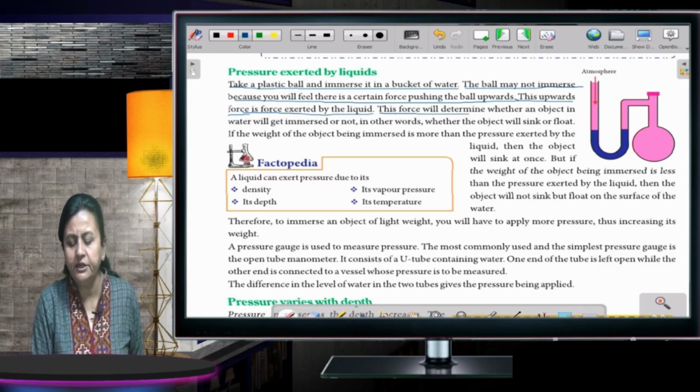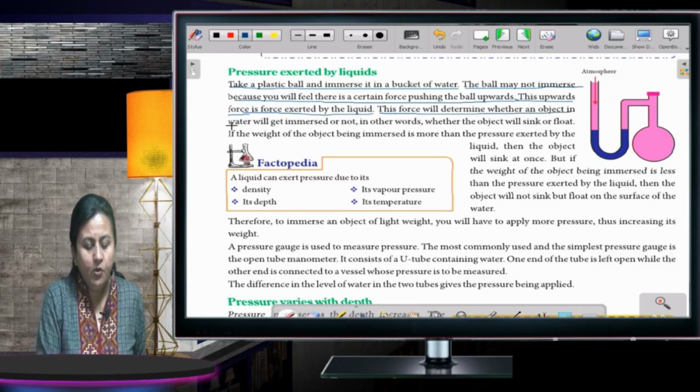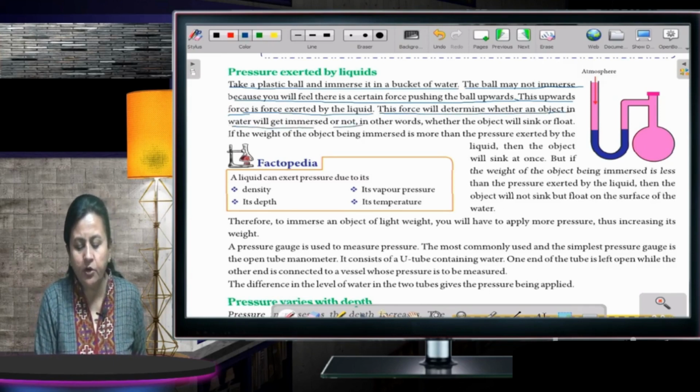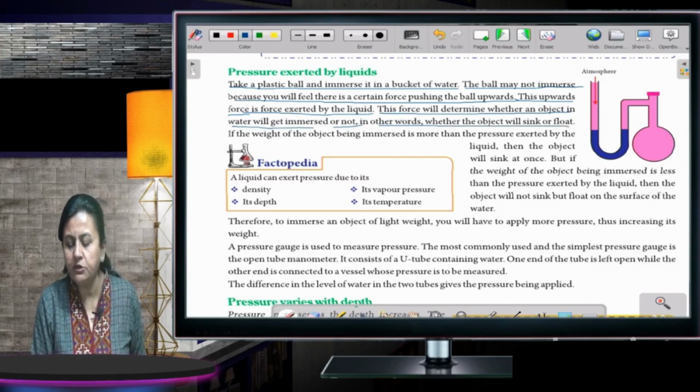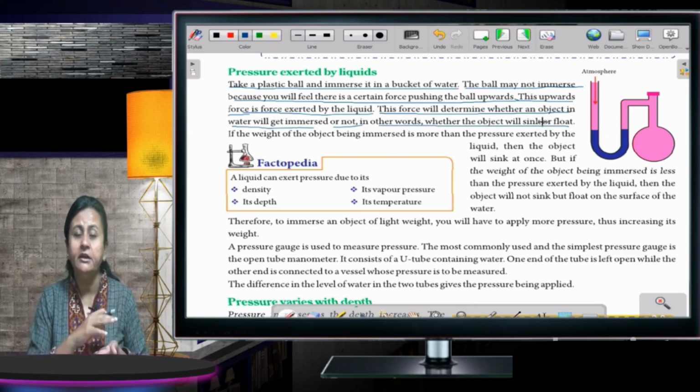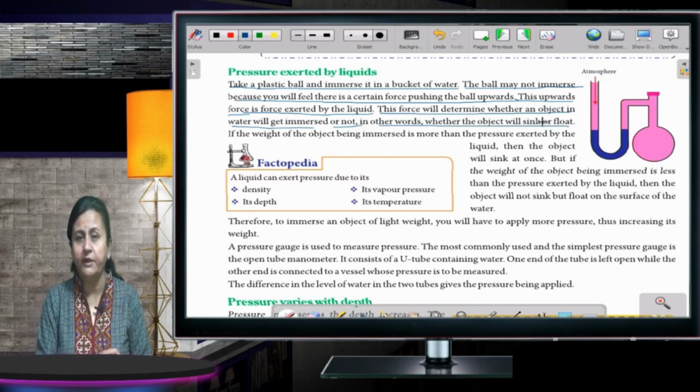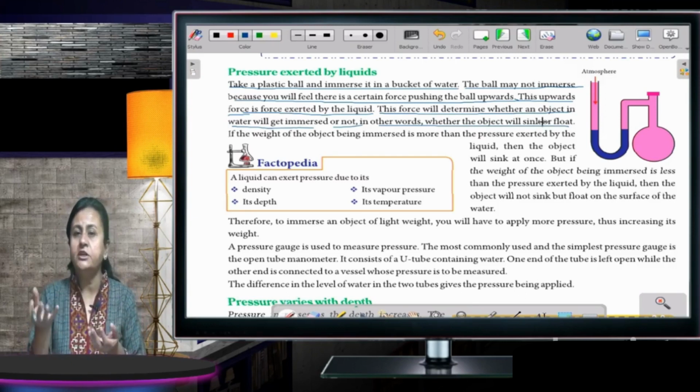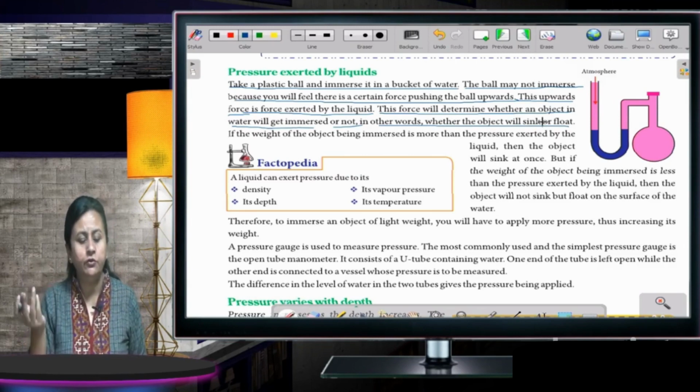The force will determine whether an object in water will get immersed or not, or in other words, whether the object will sink or float. Whenever we are putting any object in water, the water decides whether the object is going to sink or whether it is going to float.